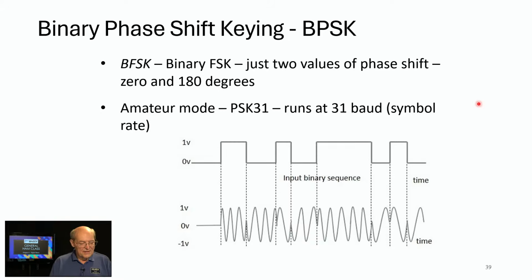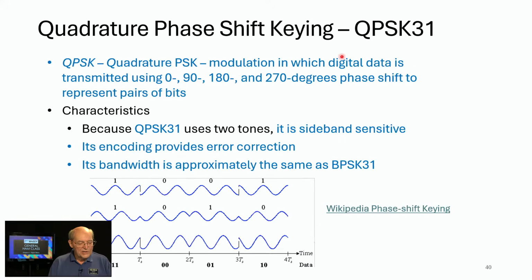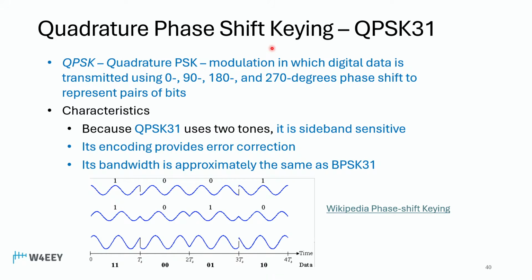And then we've got something called quadrature phase shift keying. Looks like we've got about 4 pool questions on this. So quadrature phase shift keying, or QPSK, is a modulation in which the digital data is transmitted using, instead of 0 and 180, 0, 90, 180, and 270 degree phase shifts to represent, instead of 1 bit, 2 bits each.